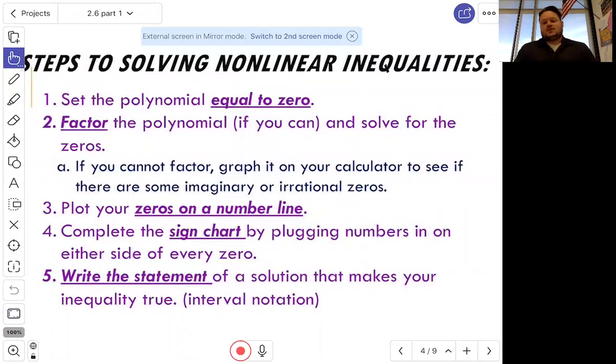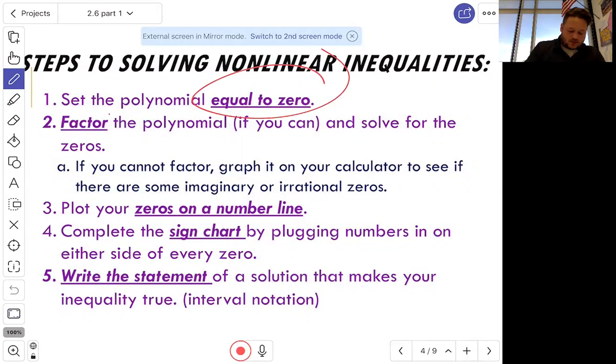Here are the steps to solving nonlinear inequalities. The very first thing you want to do is set your polynomial equal to 0. After you do that, you want to factor, if you can, and solve for the zeros of that function. Note, if you cannot factor, go ahead and graph the polynomial and see what happens, because there might be times where you have no solution or an infinite amount of solutions. And if you're ever not sure with factoring, you can always plug it into your calculator.